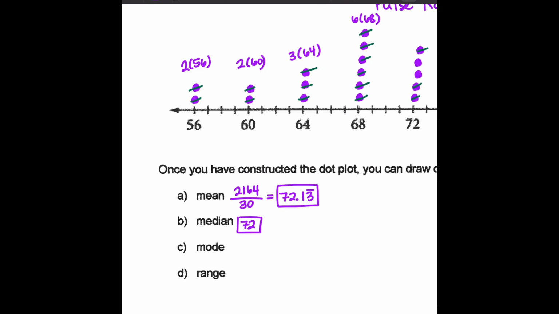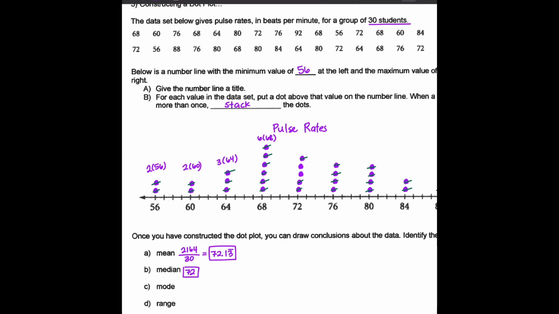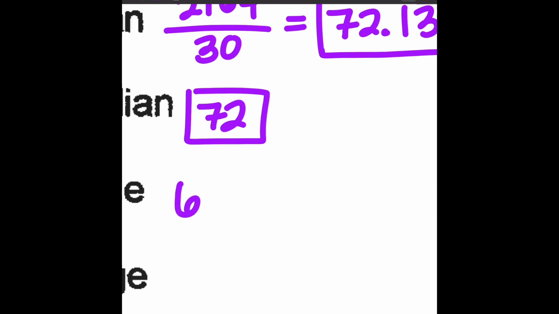Okay, moving on to the mode. What data point occurs most often? Well, I can see very clearly that this occurs the most often. I have 6 dots at 68. I only have 5 dots at 72, so it's close, but it's not a mode. So 68 is our mode. It's the number that occurs most often.